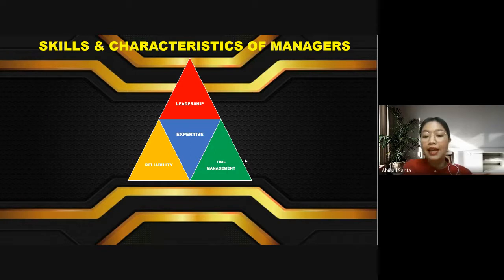Next, time management. Plus, it is very important that if you become a leader or if you become a manager, you should know how to handle your time or how to manage your time. Hindi pwedeng lagi kang cramming yung, bukas na yung project natin. Ngayong 12 midnight pa lang kayo gagawa, ngayon pa lang kakausapin yung mga team members mo.